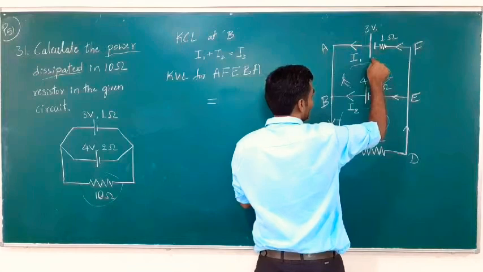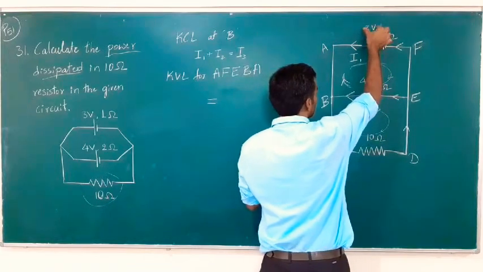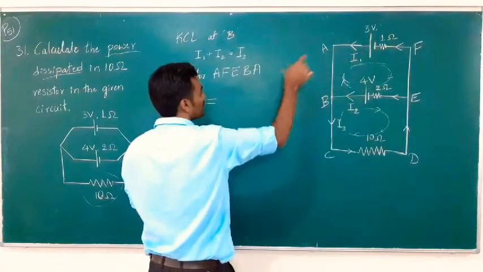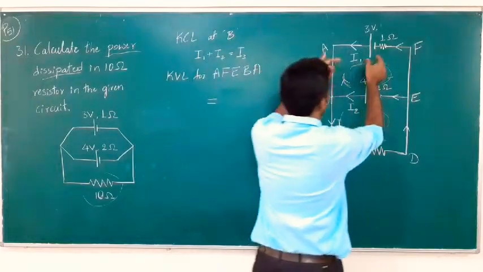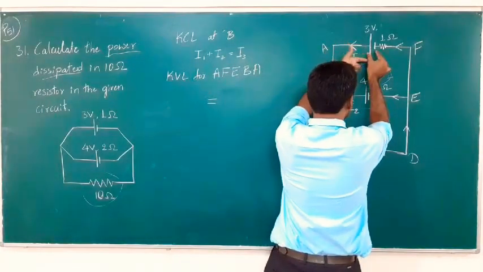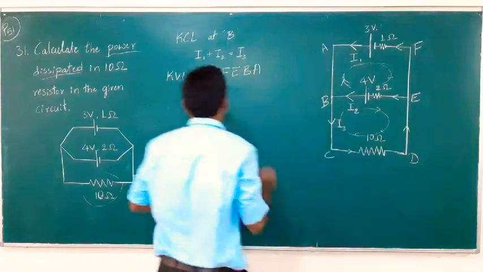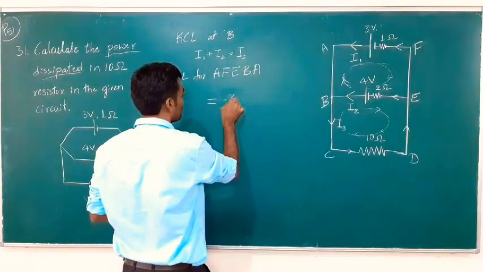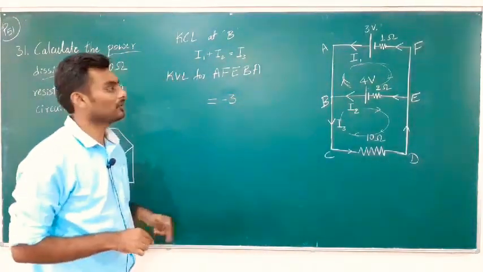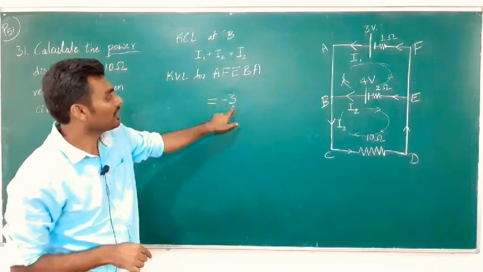What I see is a cell. Cell means I should take the EMF of that cell. EMF of the cell is 3 volt. But what I touch is the positive terminal of the battery first. If I touch the positive terminal of the battery first, then I should take the negative of the EMF I have there. So it is minus 3.